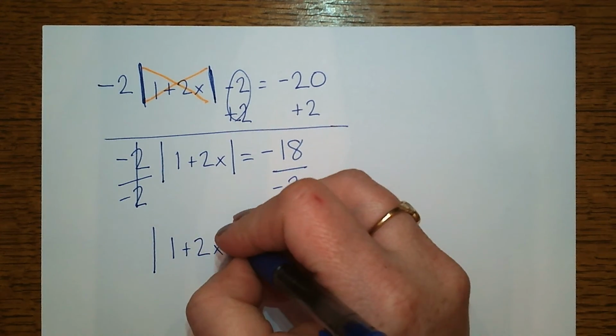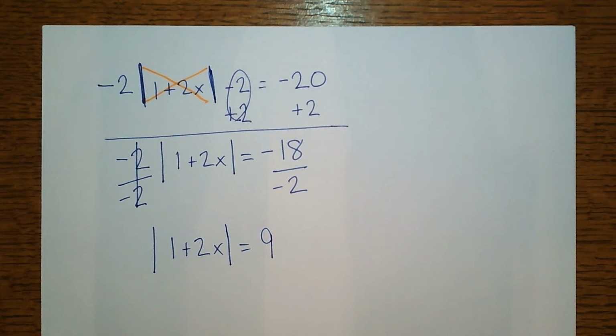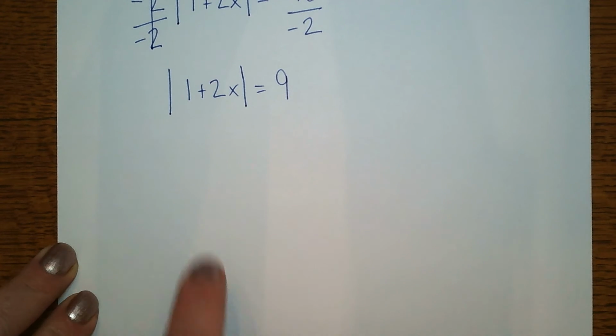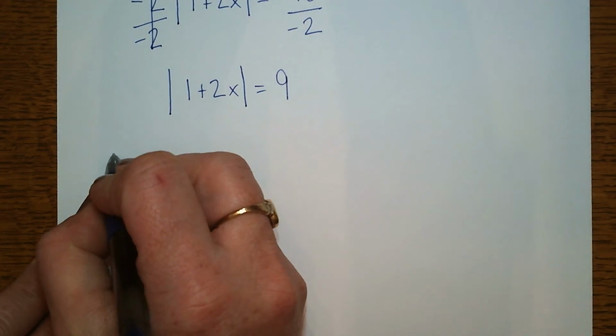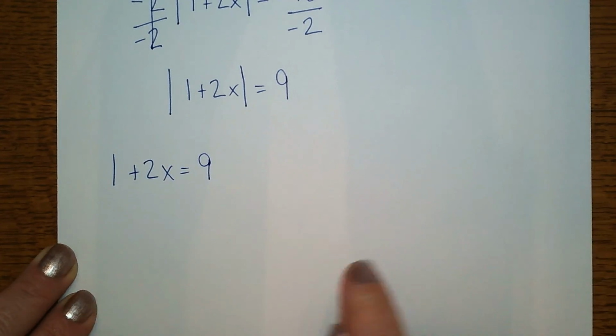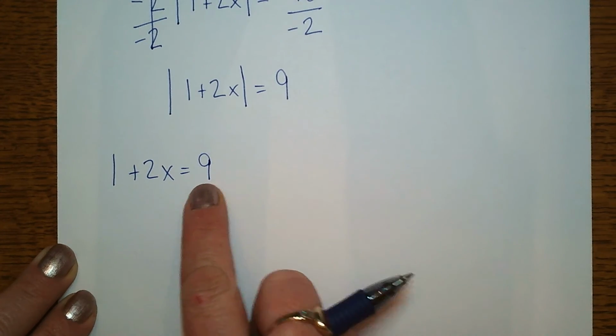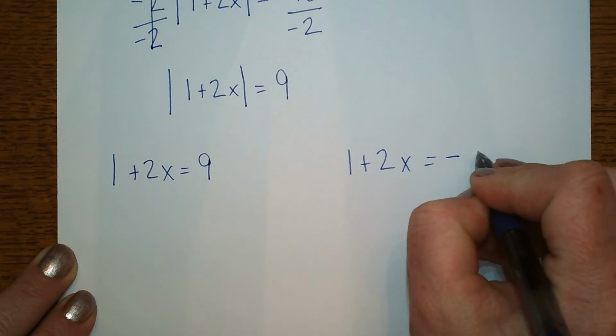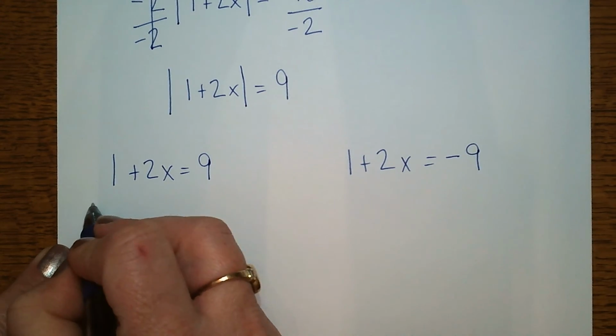Now I have gotten rid of everything outside of the absolute value bars. I've gotten rid of everything outside. Now I'm ready to set up my two equations. My first equation, I just take away the bars. My second equation, I want to make the 9 a negative. Now we're going to solve.